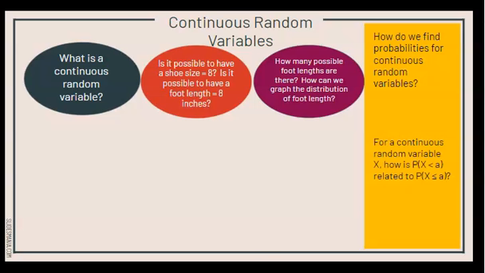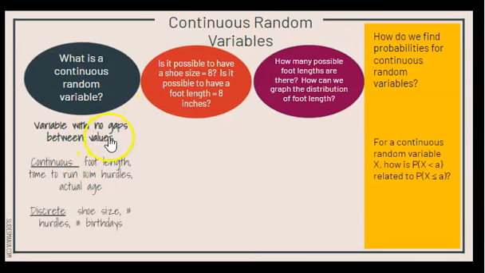Okay, so now that we've talked about how to find the mean and standard deviation of a discrete random variable, we're going to switch gears and go to continuous. So let's just refresh for a moment. What is a continuous random variable? Well, it's a variable with no gaps in between the values, okay? Usually I think of this in terms of a measurement because there can be decimals to every measurement, okay?